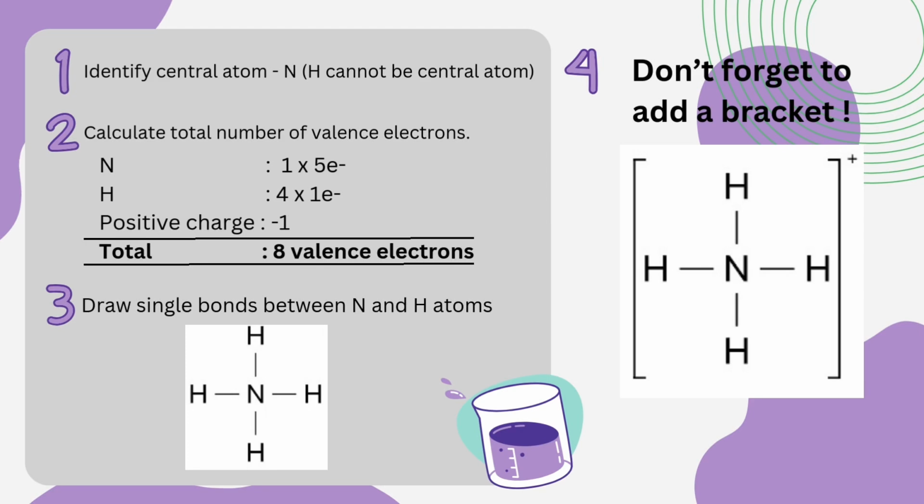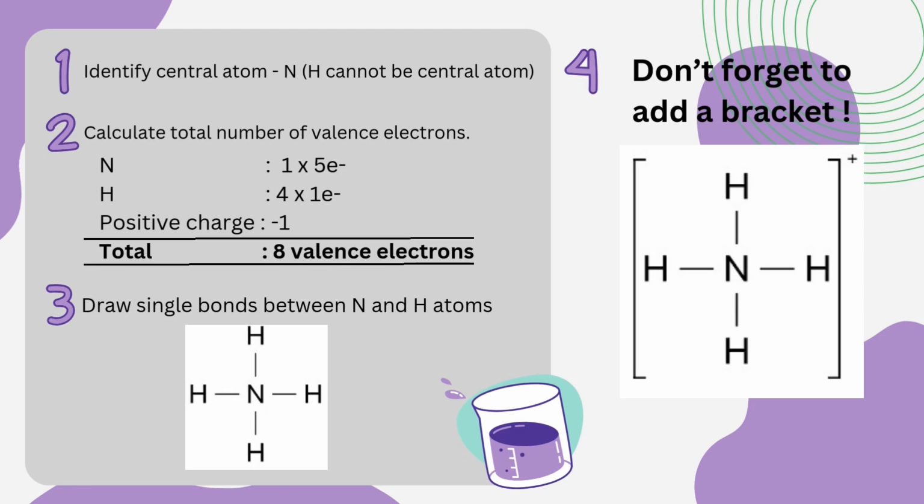So firstly, we need to identify the central atom, which is the least electronegative atom. Although in ammonium ion, hydrogen is the least electronegative atom, hydrogen can never be the central atom. Thus, the nitrogen will become the central atom of ammonium ion.